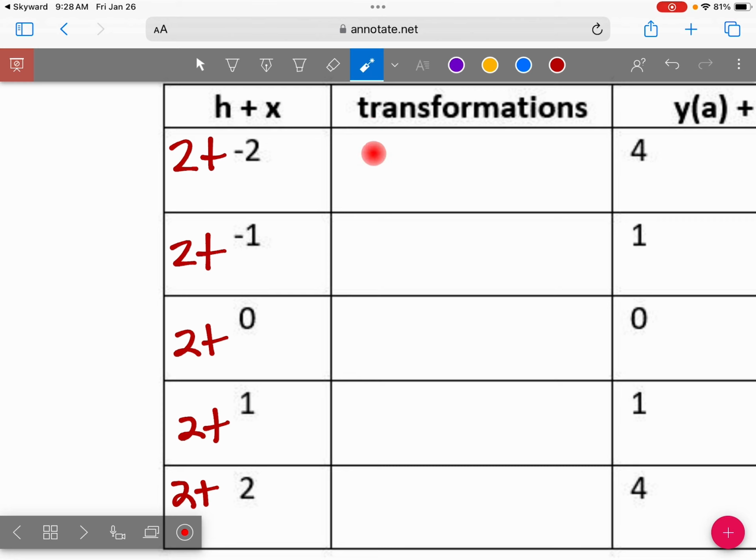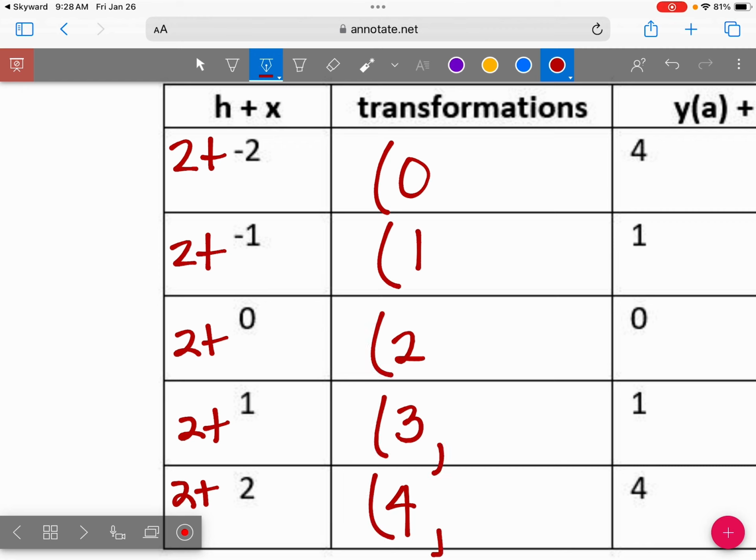So you're going to take 2 plus negative 2 and write it right here. 2 plus negative 1 and write that right here. 2 plus 0. Leo, you okay? 2 plus 1 and 2 plus 2. If you need to stand up, you can. So go ahead and write these 5 numbers off to the side. We got our 5 numbers? So what we're doing is we're creating new ordered pairs. We're making our new ordered pairs in the middle.